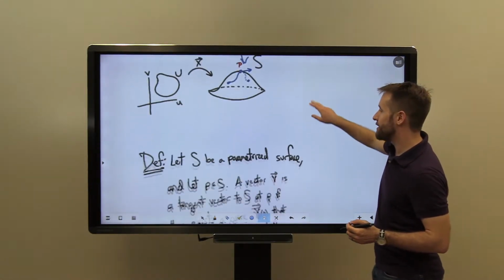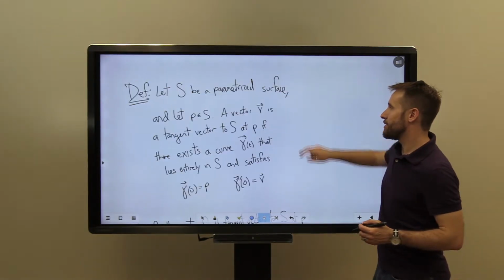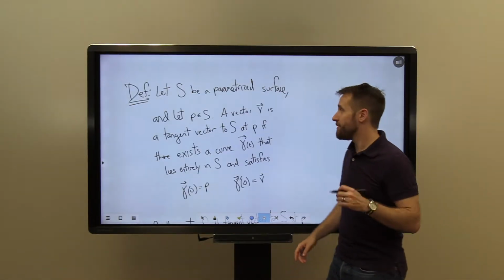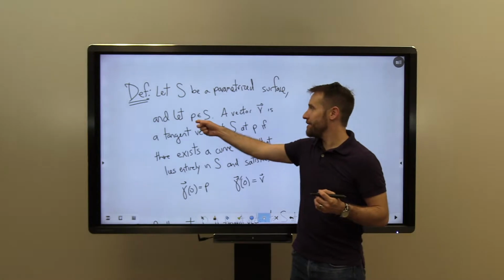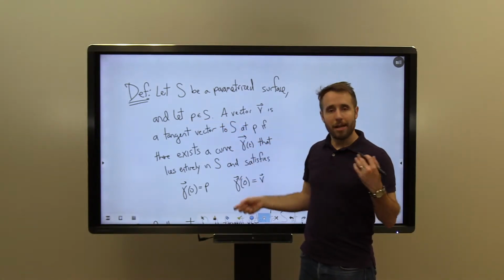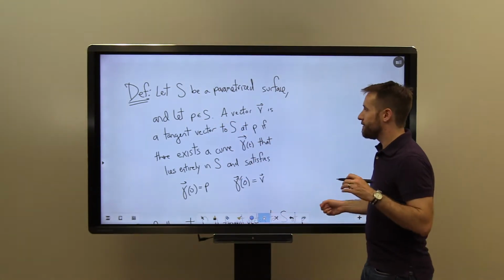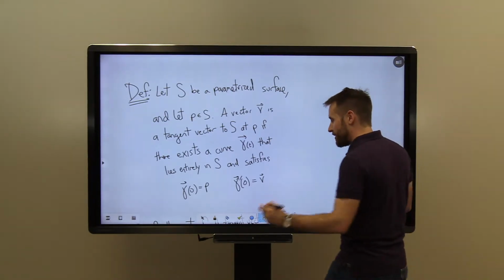And we can summarize this as follows. If we take a parameterized surface S and take P to be an element of S, then we define a vector v to be a tangent vector.